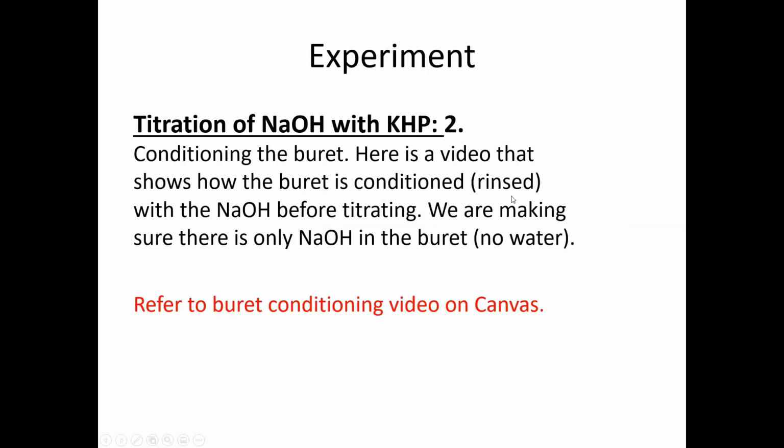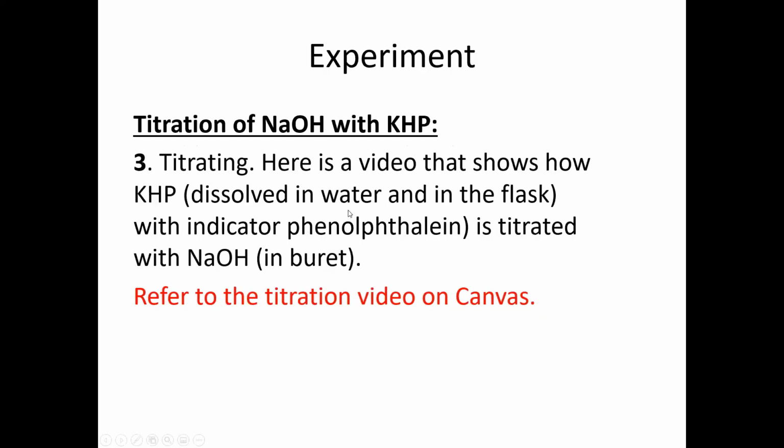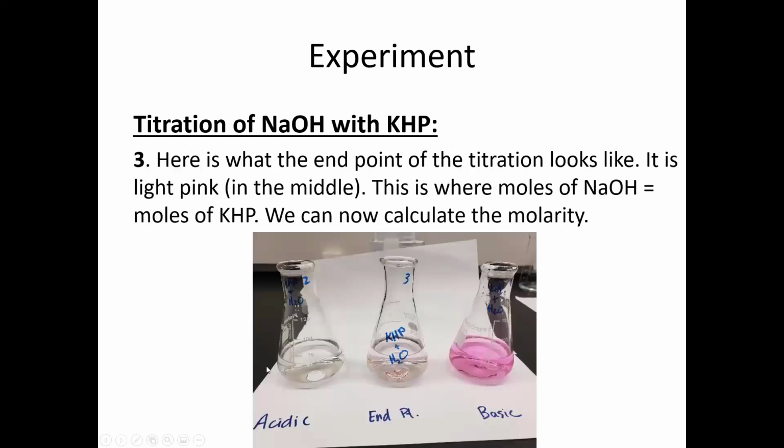Once we measure that, the second step is to condition the burette. I have a video posted on Canvas. So we just saw this one, titration of the sodium hydroxide with the KHP, conditioning, and the titrating. When at acidic conditions, the solution should be clear, and when it's basic, it should be pink, and at the end point that you just saw in the video, it should be very light pink.